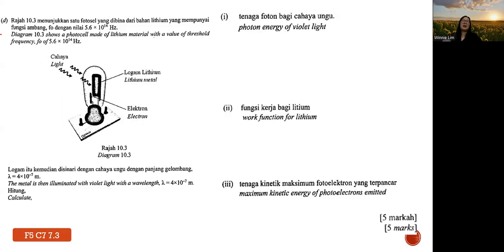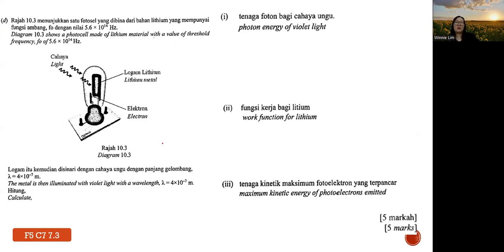Then part D, back to the quantum idea. You see, they are combining the Form 4 gravitation topic and quantum physics. Diagram 10.3 shows a photocell made of lithium material with a threshold frequency f0 of 5.6 times 10 power 14 hertz. The metal is then illuminated with a violet light with a wavelength of 4 times 10 power negative 7 meter. First, calculate the photon energy.